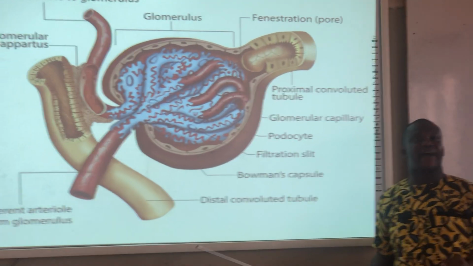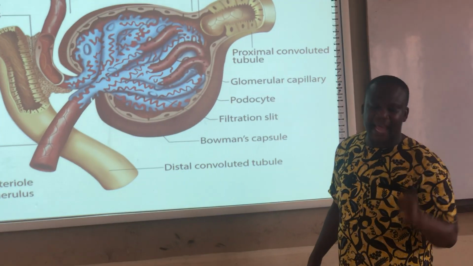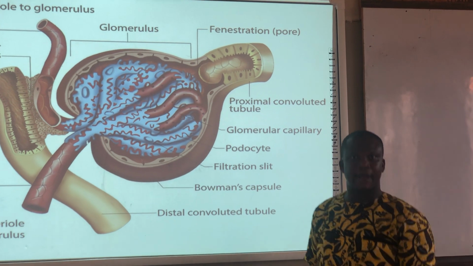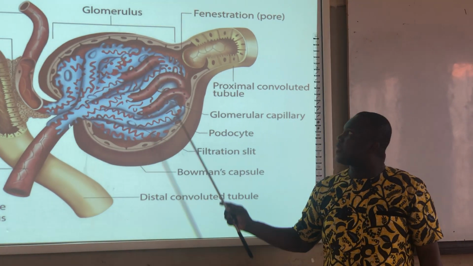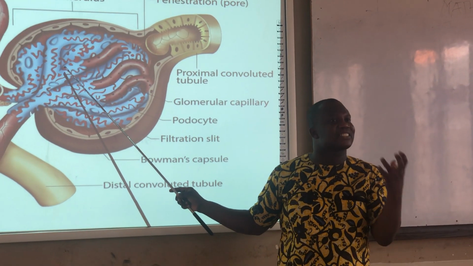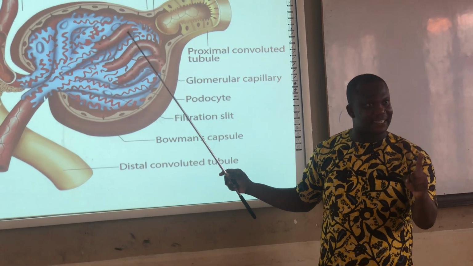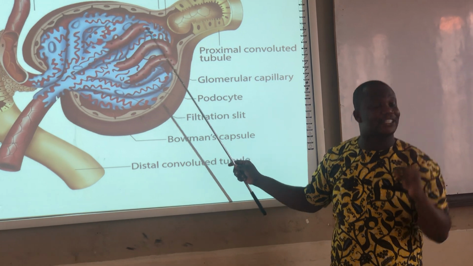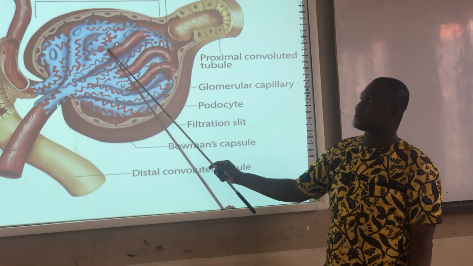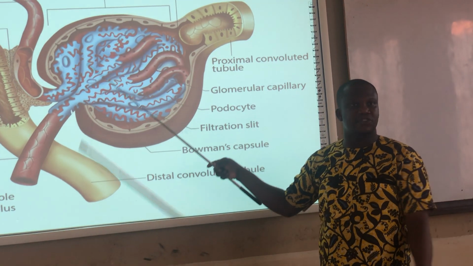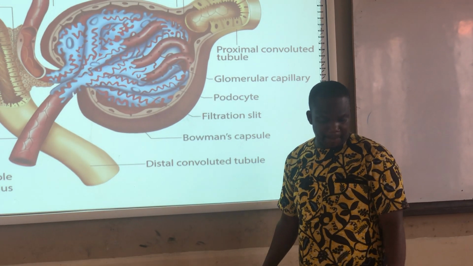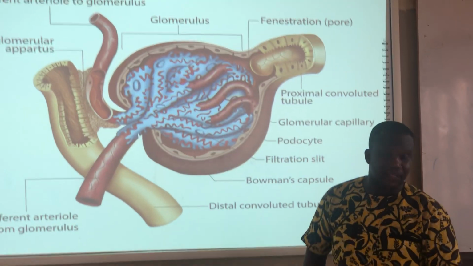The second factor is blood pressure within the glomerulus. And we know that the glomerulus carries hydrostatic pressure of 55 millimeters of what? Mercury. And for that matter, it will force some dissolved substances to come out of the filtration membrane into the Bowman's capsule.